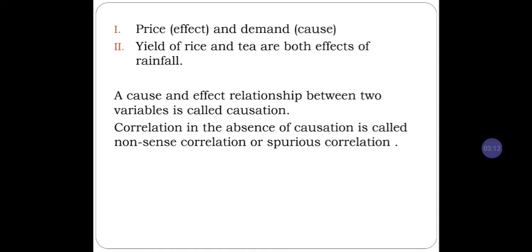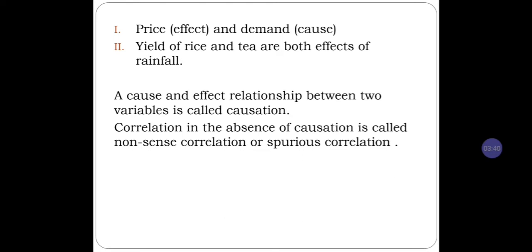Then price and demand. If prices increase, demand will fall. If prices decrease, demand will increase. So when one changes, the other depends on it. For example, last month the onion price shot up to 80 rupees. At that time demand was less.